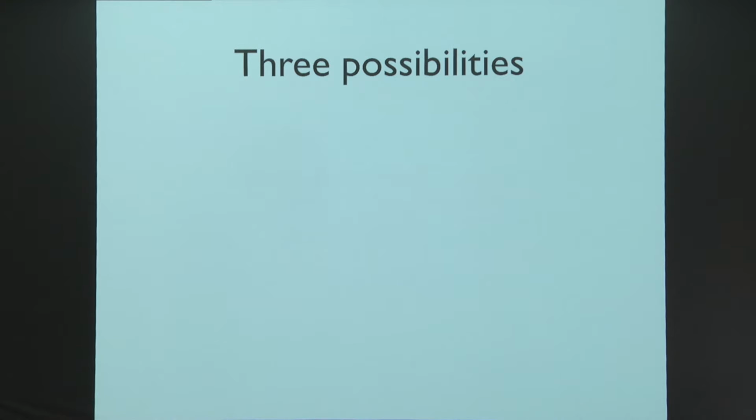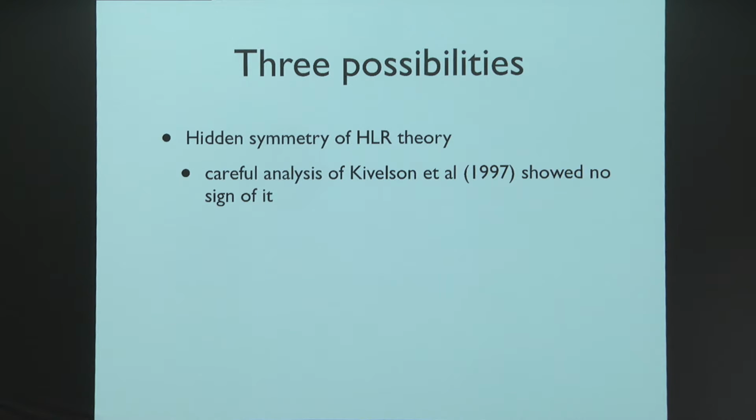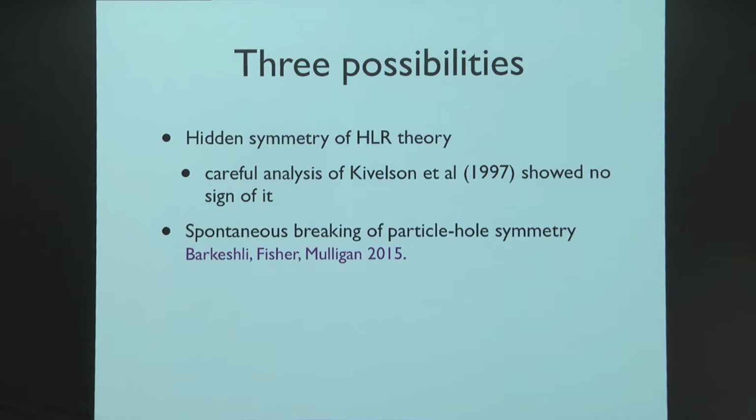Now, thinking about what may happen, we have three possibilities. The first possibility is that such a symmetry may be a hidden symmetry of the HLR theory. Although the HLR theory looks particle-hole symmetry breaking, in fact, if we do the calculation carefully, the particle-hole symmetry would reappear. Kivelson and collaborators in 1997 did quite a careful analysis of the HLR theory, and they don't see such a possibility appearing. Another possibility is a spontaneous breaking of particle-hole symmetry.